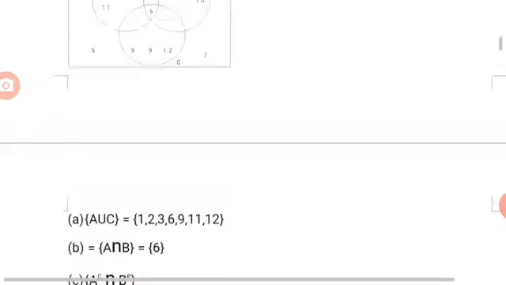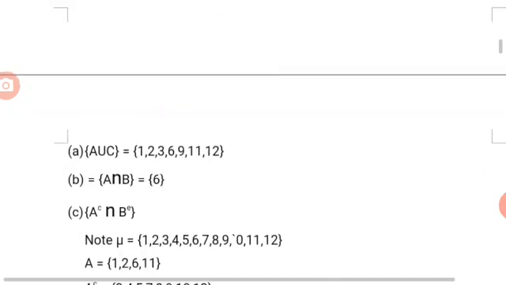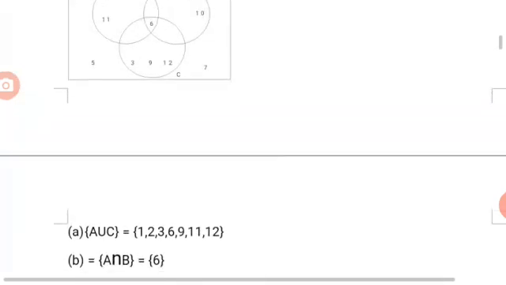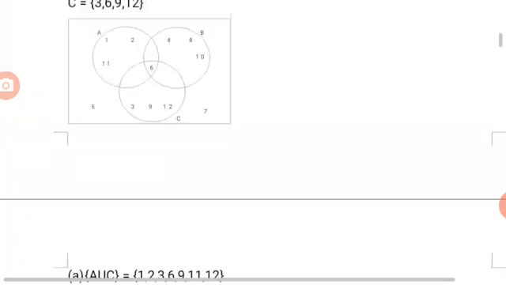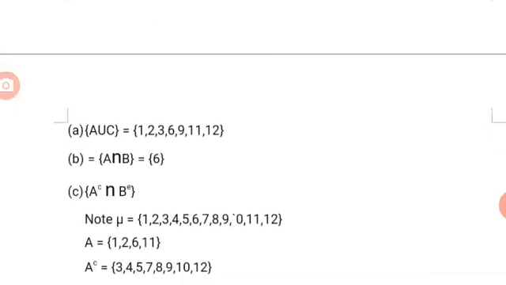These are the elements in A union B. Are we together? That is, we have 1, 2, 3, is that clear? 6, 9, 11, and 12. That is A union B.